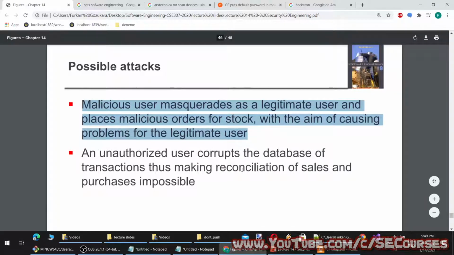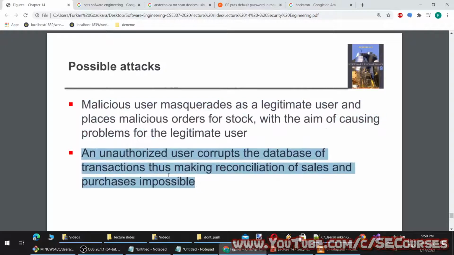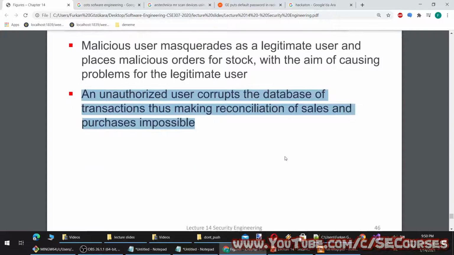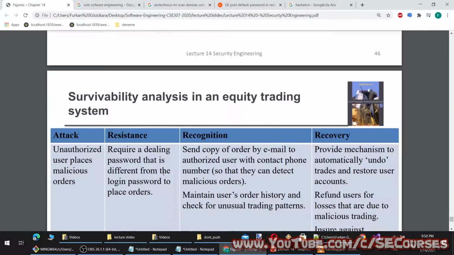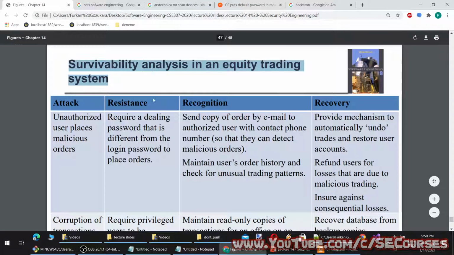A malicious user masquerades as a legitimate user and places malicious orders for stock, with the aim of causing problems for the legitimate user. An unauthorized user corrupts the database of transactions, thus making reconciliation of sales and purchases impossible. Survivability analysis in an equity trading system.